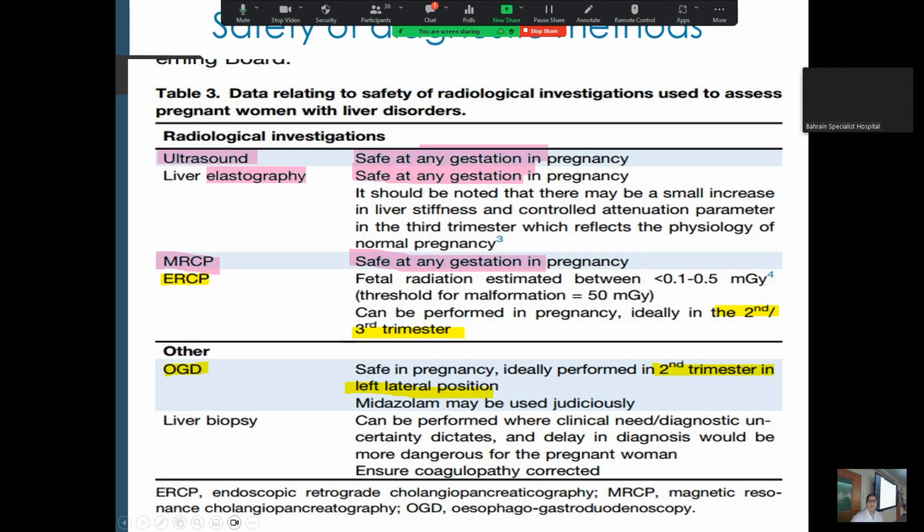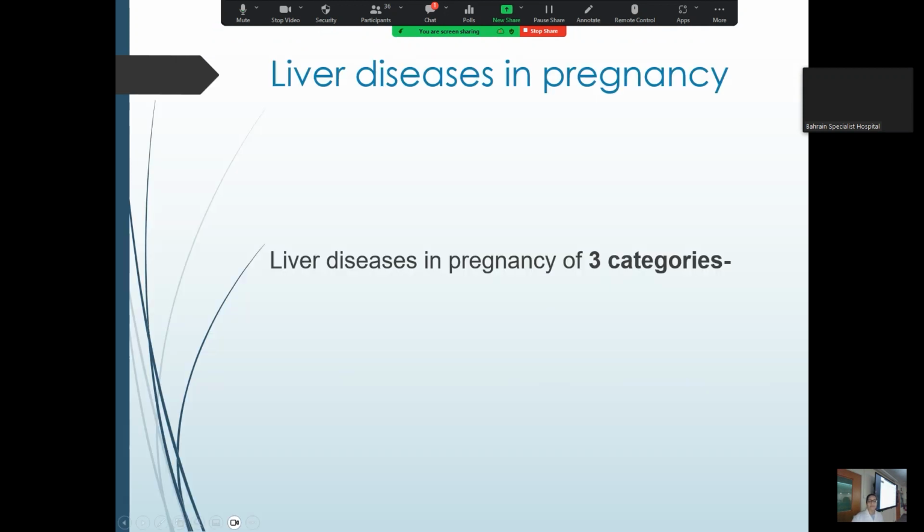So now, the safety of diagnostic tests. As we know, ultrasound, elastography and MRCP are safe in any gestation of pregnancy and can be done. While ERCP and duodenoscopy are done preferably in the second and third trimester of pregnancy, and preferably in the left lateral position. Liver biopsy is rarely indicated, only when the diagnosis will change the outcome of the pregnancy.